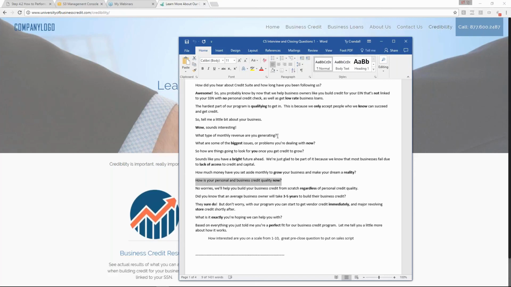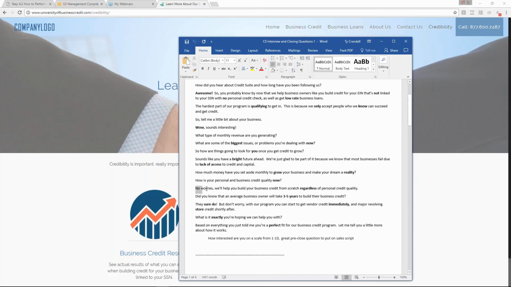Simple question, right? Look at that. How amazing is it? That's what, 7, 9 words? And how much information can we get out of a 7, 9 word question? All kinds of information. How is your personal and business credit quality now? It's going to tell us if they can possibly qualify for unsecured financing. It's going to tell us if they possibly have credit limits and enough credit to be able to buy from us. It's going to get them to acknowledge that they probably don't have well enough established business credit, all in one simple question. No worries.